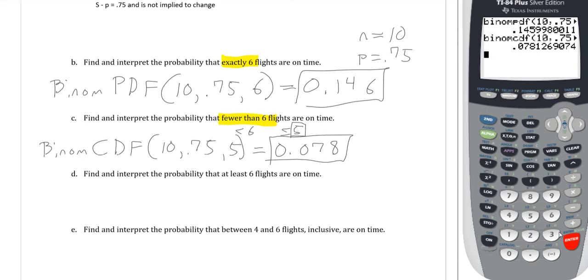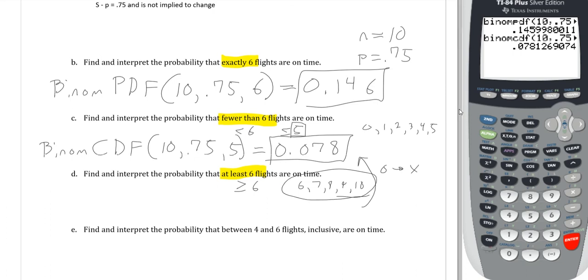Next, find and interpret the probability that at least 6 flights are on time. Okay, well, at least 6 means greater than or equal to 6. Well, at least 6 would be 6, 7, 8, 9, or 10, right? That doesn't work too well directly with Binomcdf, because Binomcdf wants 0 up to something. However, what it does work well with is the complement of what we just solved. This is less than 6, or less than or equal to 5, so 0, 1, 2, 3, 4, or 5.